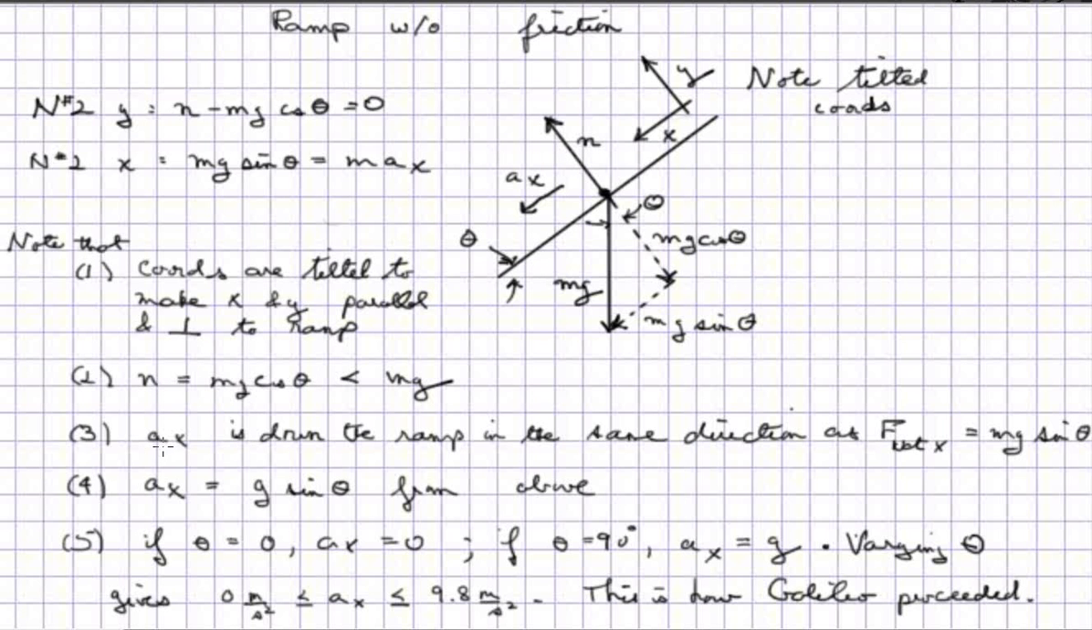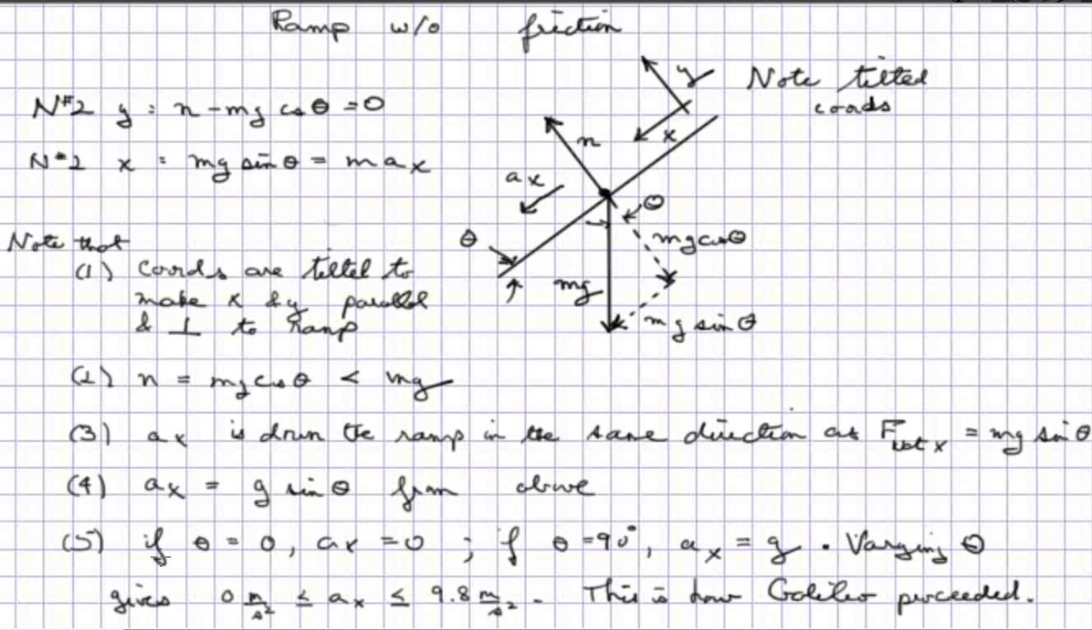Note that a sub x is down the ramp in the same direction as the net force. The net force is equal to mg sine theta. And so if I take Newton number 2 in the x direction and solve for a sub x, it's very easy. You just divide both sides by m, and so I would get a sub x is equal to g sine theta.